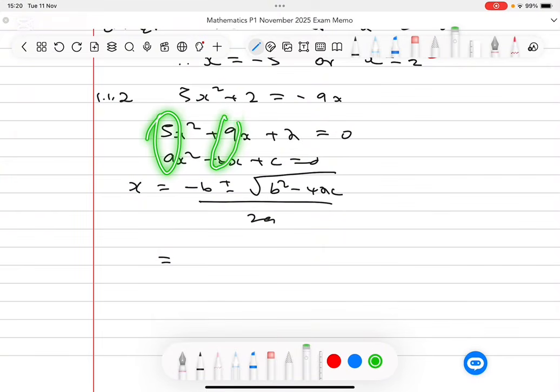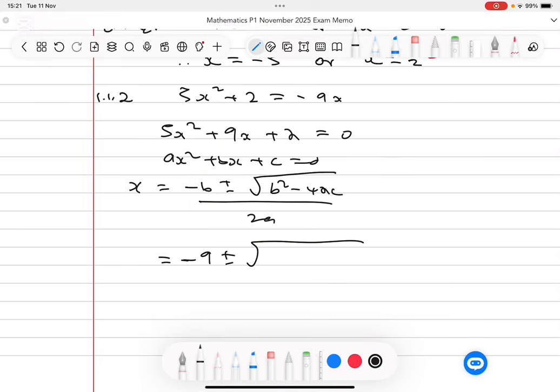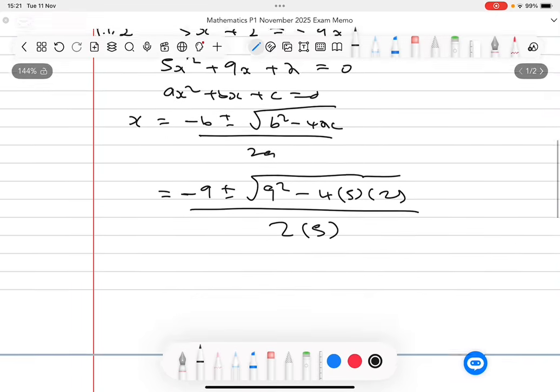Our a here is 5, our b here is 9, our c here is 2, and I'm going to do exactly that. So the b is 9, so I'm going to have a minus 9. Then I'm going to have the plus or minus, then the root of 9 squared minus 4 times our a, remember we said it's a 5, and our c is indeed a 2. Then we're dividing this whole thing by 2 times 5, because the a is 5.